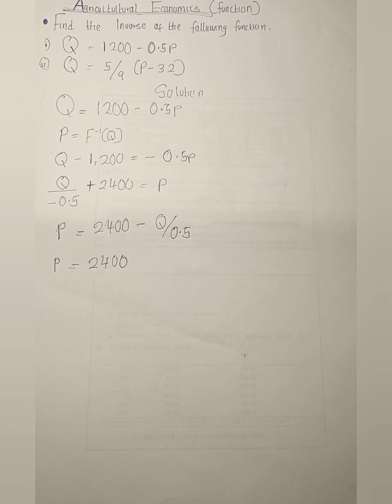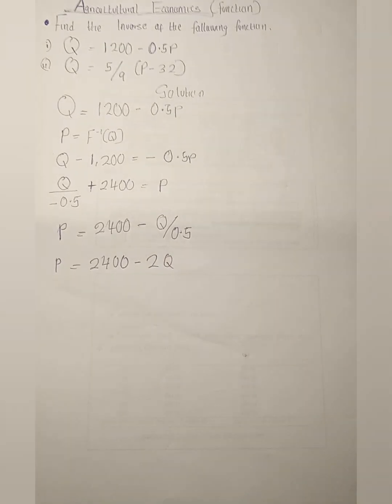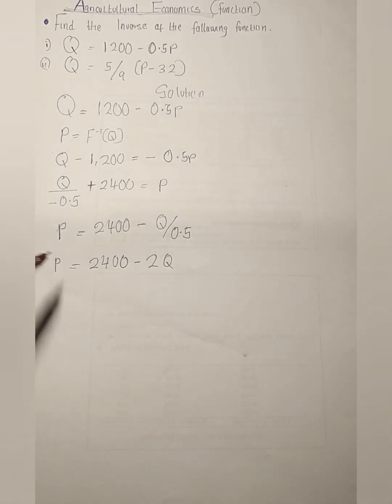Now, P is equal to 2,400 minus 2Q. So after making P the subject of the formula, I got this. That's the final answer. That is, the inverse of Q equals 1,200 minus 0.5P is P equals 2,400 minus 2Q. That is the inverse of the function. And we are going to do the same for the second question also. We are only going to make P the subject of the relation.